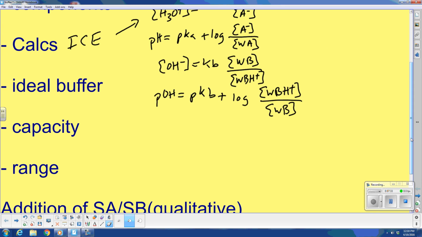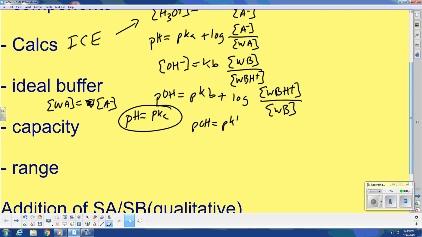Ideal buffer. The ideal buffer is when your concentration of your weak acid equals the concentration of your conjugate base. And so what does that mean? That means my pH equals my pKa. So that's a perfect buffer. pOH equals my pKb. That's a perfect buffer. Or with this other equation, that's when my hydronium concentration equals my Ka. So those all represent ideal buffer solutions, right?